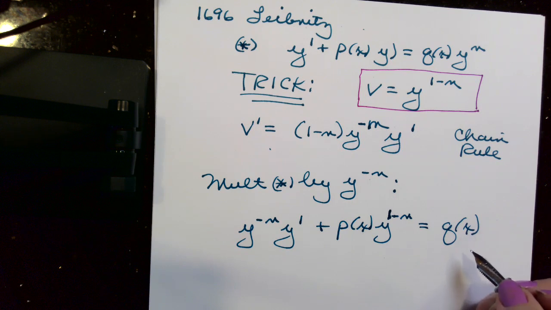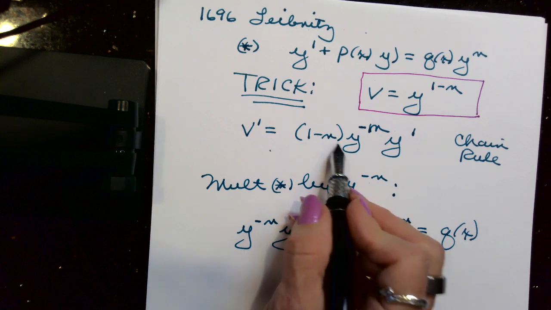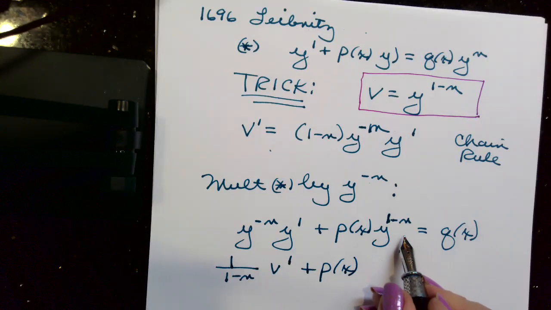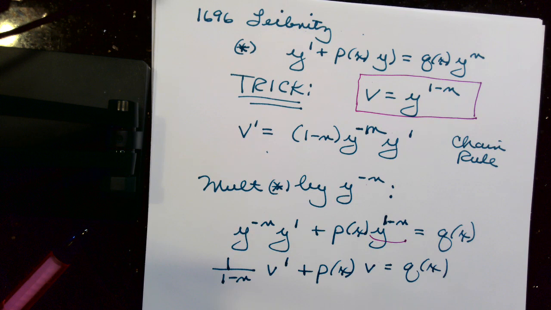Okay. And notice that this is, except for the factor of 1 minus n, v prime. So this is 1 over 1 minus n v prime plus p of x times, notice this term right here, that's exactly v, and that's equal to q of x. And so in other words, we get that v prime plus 1 minus n p of x v is equal to 1 minus n q of x.